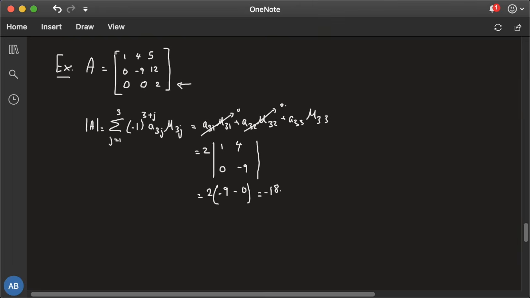Now let's try to compute the determinant using the property that since A is upper triangular, the determinant of A is the product of its diagonal components. So the product over k going from 1 to 3 of akk, which is a11 times a22 times a33, which is equal to 1 times minus 9 times 2, which is minus 18. And hence the property is correct, and we obtain the same solution.